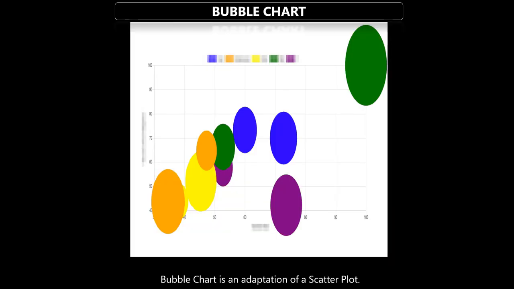A bubble chart is an adaptation of a scatter plot, where each point is illustrated as a bubble whose area has meaning in addition to its placement on the axis. A pain point associated with bubble charts is the limitations on bubble sizes due to the axis's limited space. So not all data will fit effectively in this type of visualization.